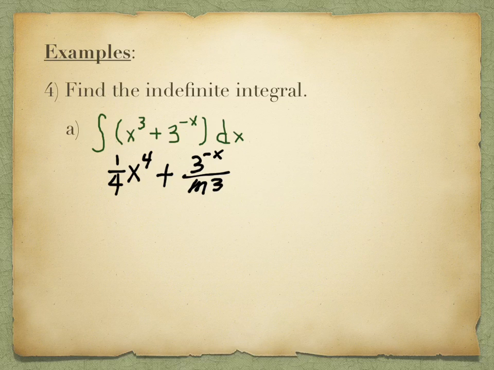Would be 3 to the x divided by natural log of 3. Right, so the 3 to the x is there. Notice I already wouldn't put the negative on there. I kept the negatives the same. We'll deal with him in a minute. And I divided this by ln 3.